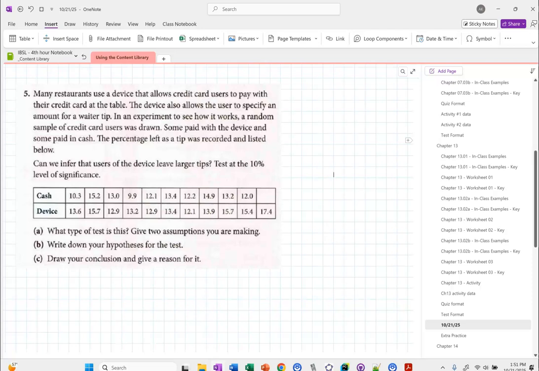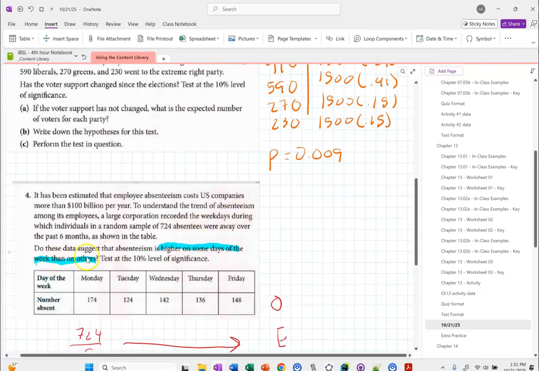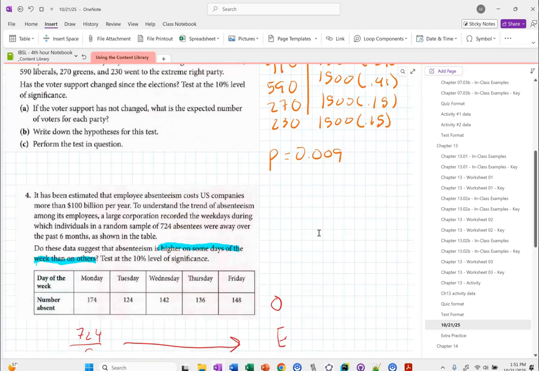What also told us in the problem there's 724. Yeah, you could add them all up too. Because it asks in the question, is absenteeism higher on some days of the week than the others? If it wasn't, what would that mean? It's equal on every day, right? That's the expected then, that absenteeism is just random and it's equally likely on one day versus another.